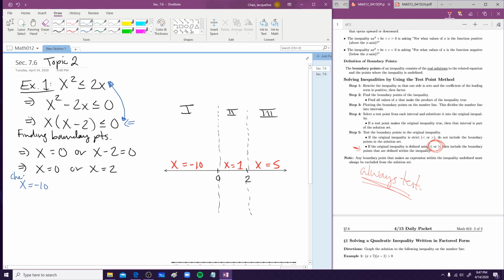So checking points. So x is equal to negative 10. I'm going to put negative 10 times negative 10 minus 2. Is this less than or equal to 0? So this becomes negative 10, and this is negative 12. Negative 12, is this less than or equal to 0? A negative times a negative, that is a positive. Okay, so this is not true.